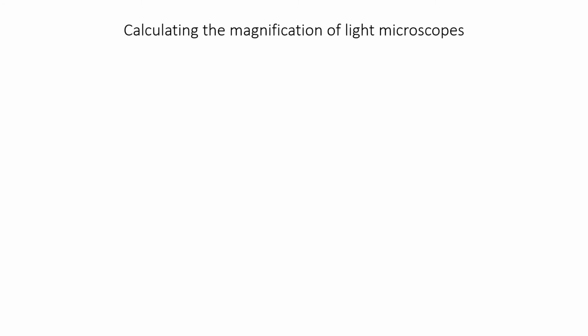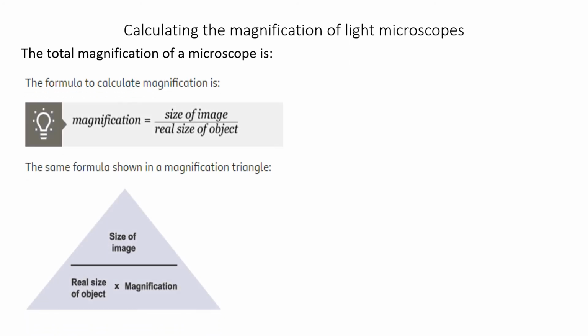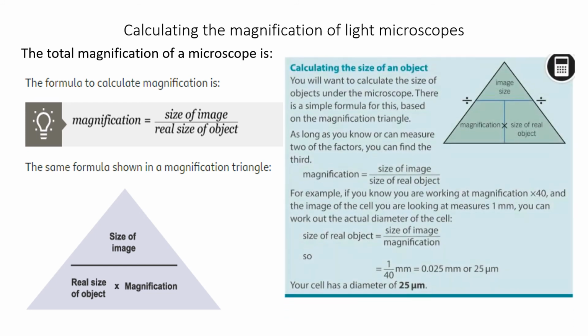So calculating the magnification of light microscopes. The total magnification of a microscope is the size of the object divided by the real size of the object. Now this is one of my favourite bits, the equation triangle, because you know how much from previous videos I love an equation triangle. So we can rearrange that, especially on the higher tier. You would be expected to rearrange that equation triangle to ensure that you can calculate what they're asking you to.